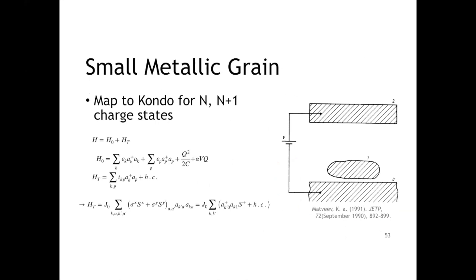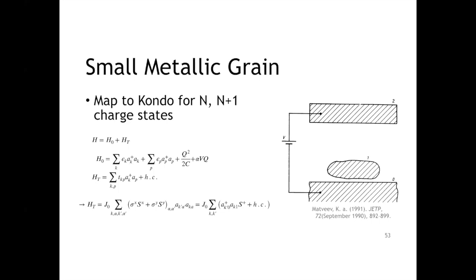So around 1990, Kostya Matveyev pointed out that if you have a metallic grain, something that has a continuum of energy levels, but a finite charging energy to add an extra electron to the system, and you couple it to a lead, you can actually get a Kondo effect. And here it's an interesting mapping. The charge on the grain ends up playing the role of the local spin. The screening reservoir is a little more subtle, and I'll come back to that since we're going to try to address this model. So here's the Hamiltonian.